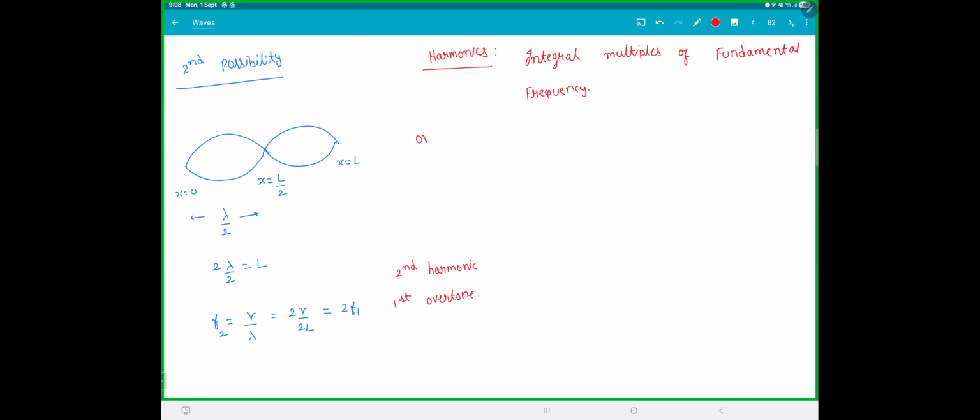What are overtones? So, over the tones. These are the frequencies after the fundamental frequency. So the second harmonic is the first frequency after the fundamental, so it's the first overtone.